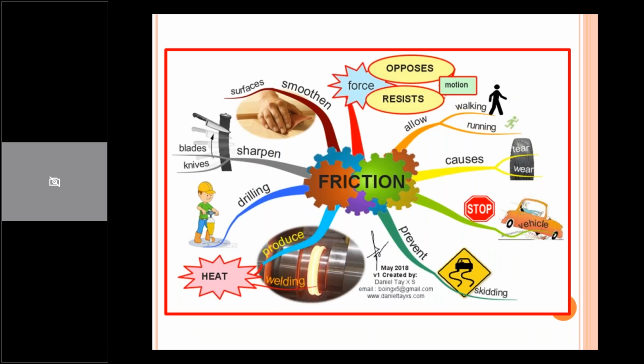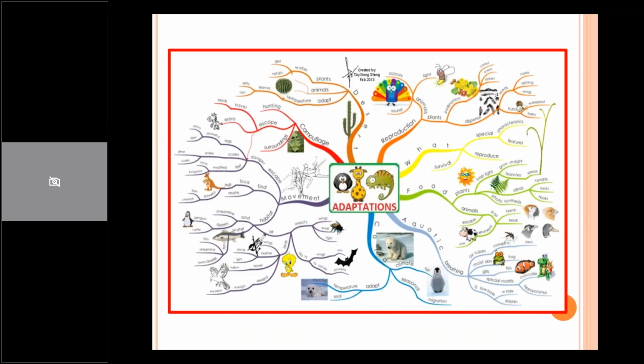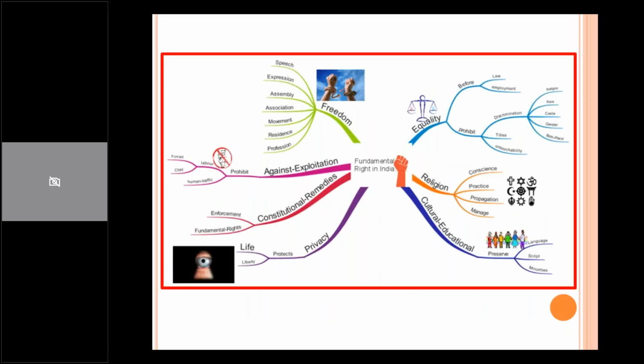And here is a mind map on friction, which can be used by science teachers. And this particular mind map talks about adaptations, how different animals adapt to different environments. And as far as social science is concerned, here is a mind map on fundamental rights of India, Indian Constitution.